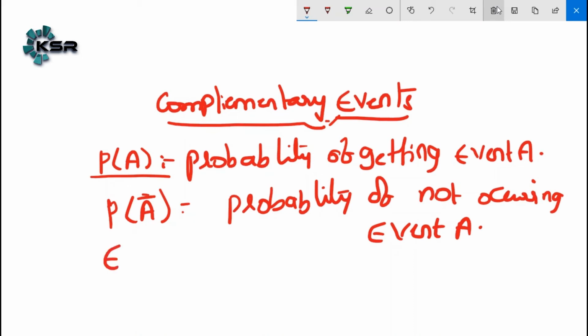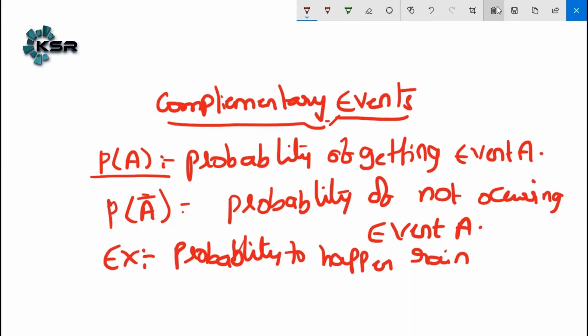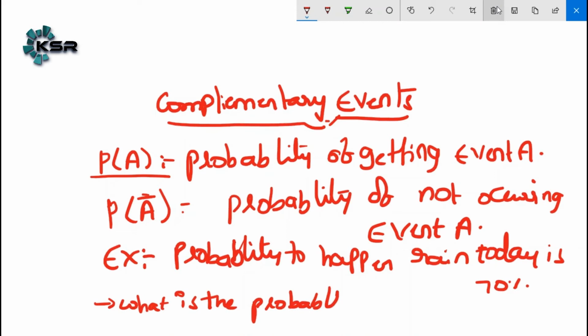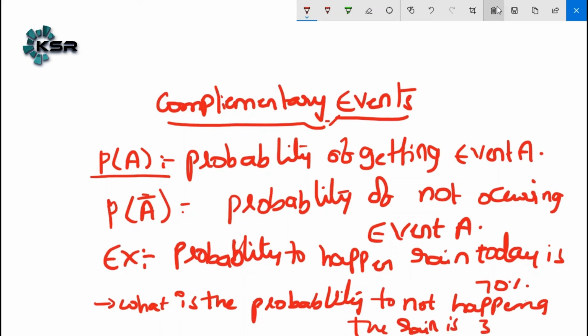As an example, the probability of rain happening today is 70%. What is the probability of the rain not happening? The probability of the rain not happening is 30%.